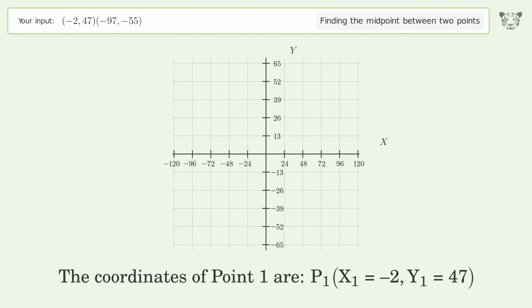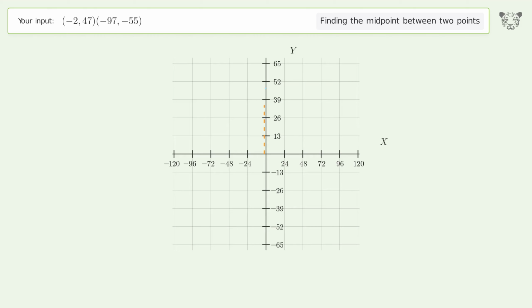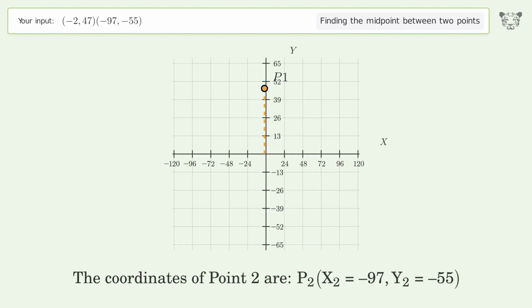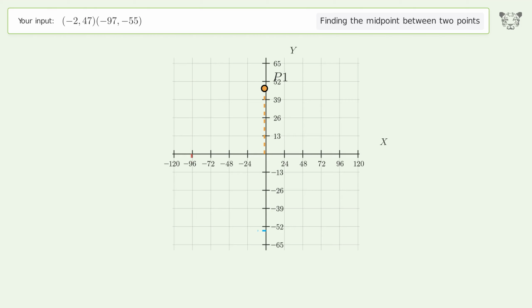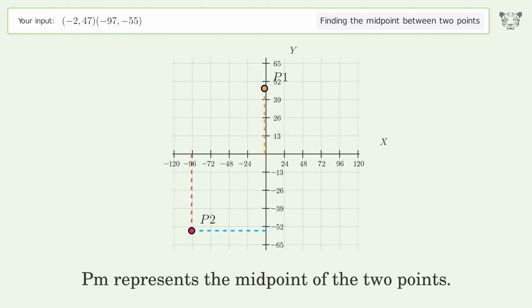The coordinates of point 1 are, x1 equals -2, y1 equals 47. The coordinates of point 2 are, x2 equals -97, y2 equals -55. PM represents the midpoint of the 2 points.